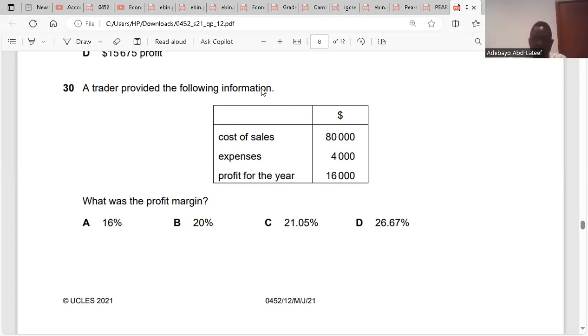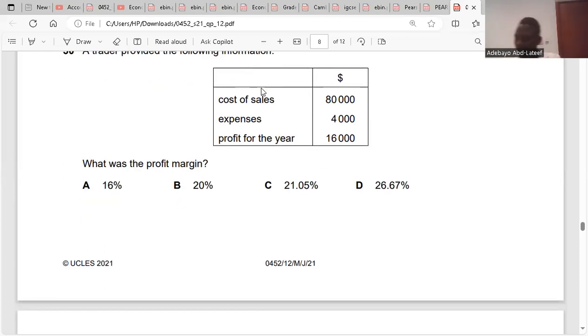So from here we can find the net profit margin, which is net profit divided by sales multiplied by 100. Our net profit now is 16,000, right? Divided by sales, which is 100,000 multiplied by 100. That's 16%. Is it clear? Yes. That's A, question 30.